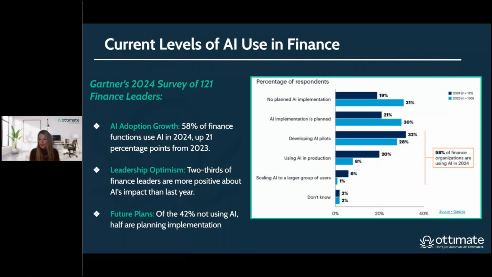What is interesting, though, is there is a shift in mindset. Over 2/3 of finance leaders say they're now more optimistic about AI's impact on their work than they were just a year ago, which really does correlate with what I was speaking to earlier. So it's clear AI is gaining momentum in finance and things are changing quickly.